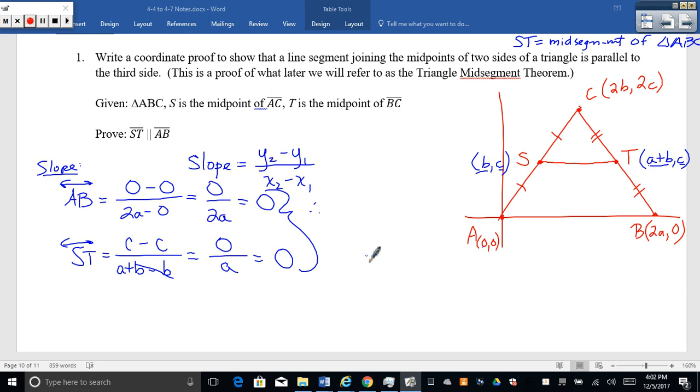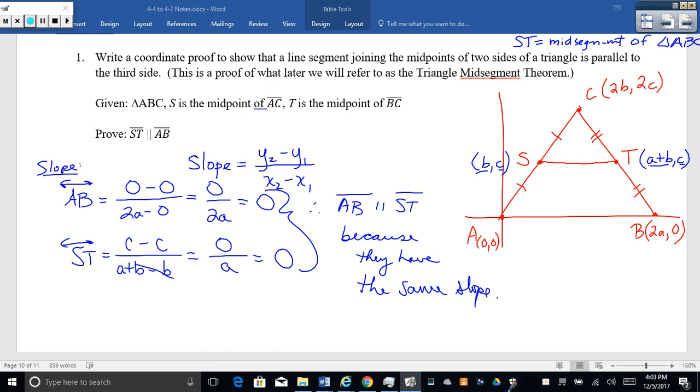Therefore, AB is parallel to ST because they have the same slope. Okay, those lines are parallel because they have the same slope. All right.